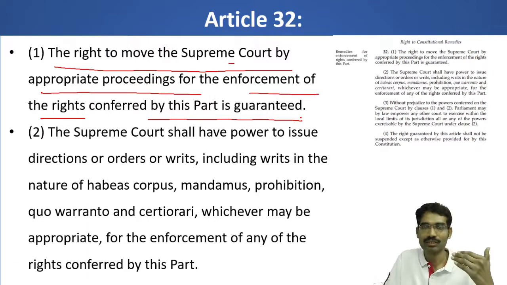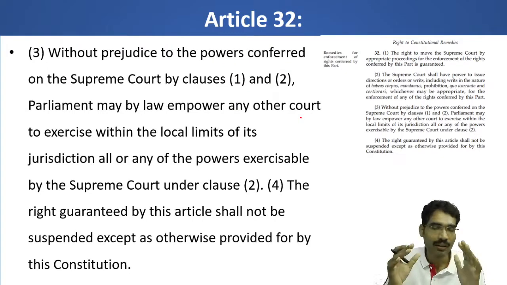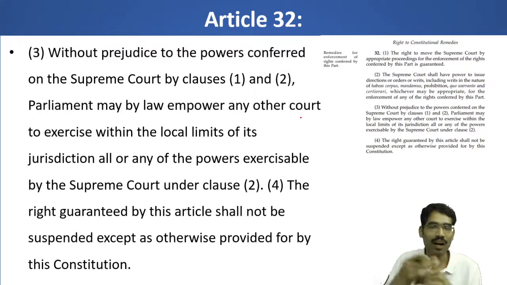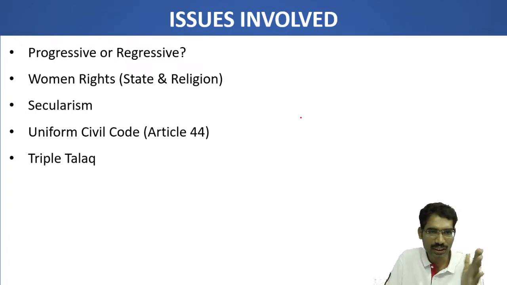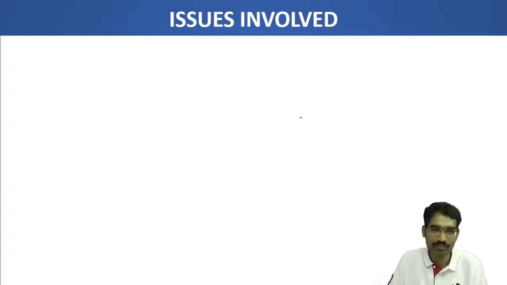People can move directly to the Supreme Court if their right is violated, and the state can make any law if any social practice is not progressive in nature and is regressive in nature. And on the other hand, the Constitution is guaranteeing people the right to profess what their religion is asking them to do. So these are the various issues involved. Now let us decode one by one and see how this conflict is arising.